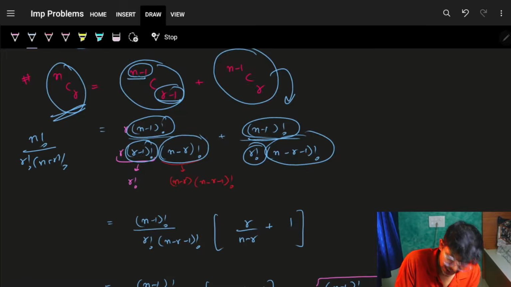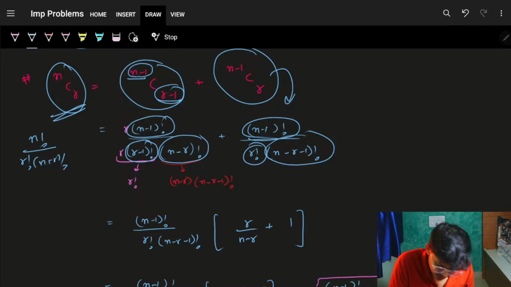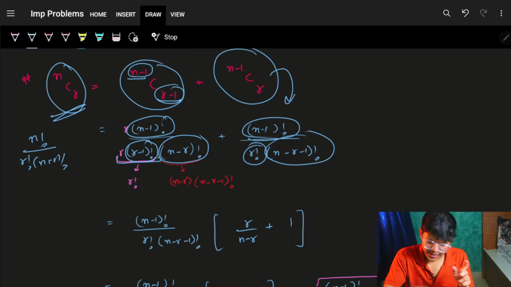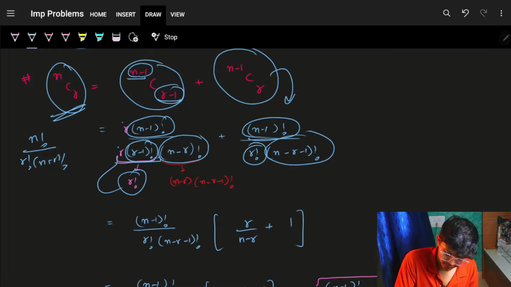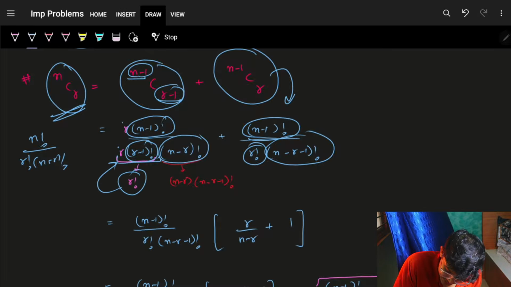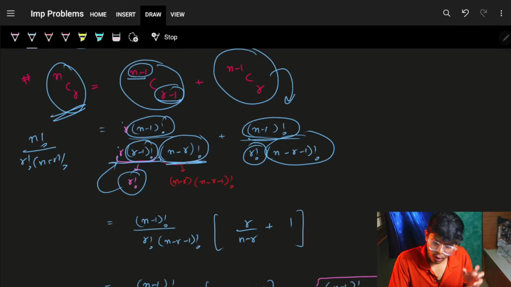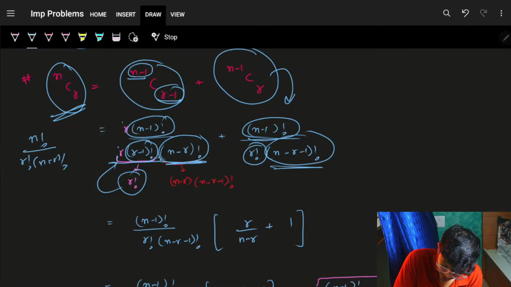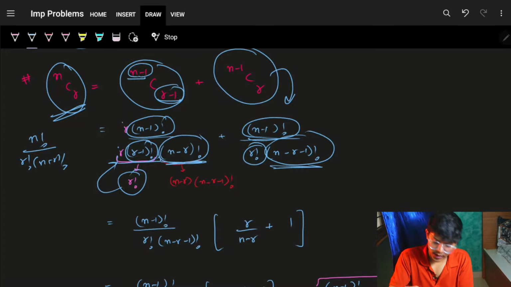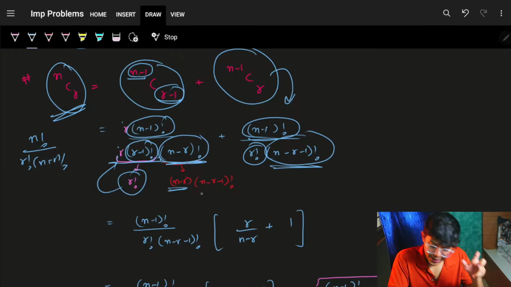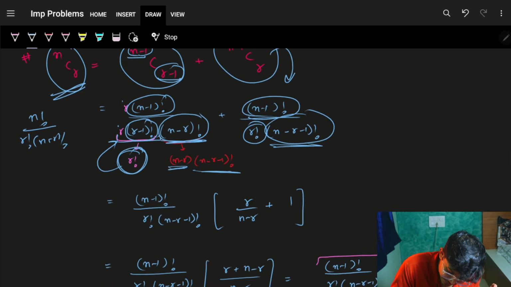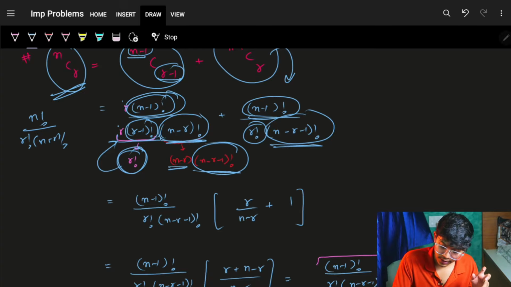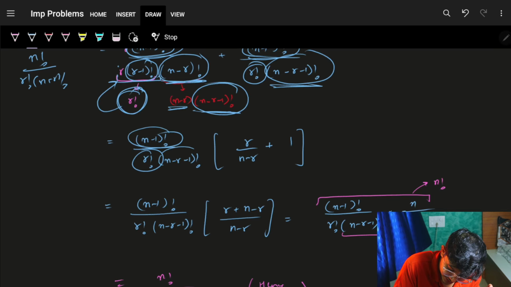So I will quickly have to grab something common out. I know I have to make it r factorial, so I just multiplied by r to get r factorial from r into r minus 1. From this n minus r factorial, I want to grab something out common. I know here it is n minus r minus 1, so I just made it n minus r into n minus r minus 1 factorial. I have now grabbed r factorial common, n minus 1 factorial common, and n minus r minus 1 factorial common, and then I will grab these three things out.